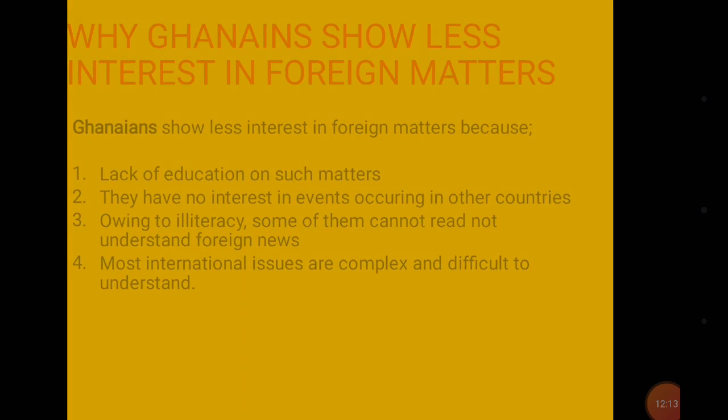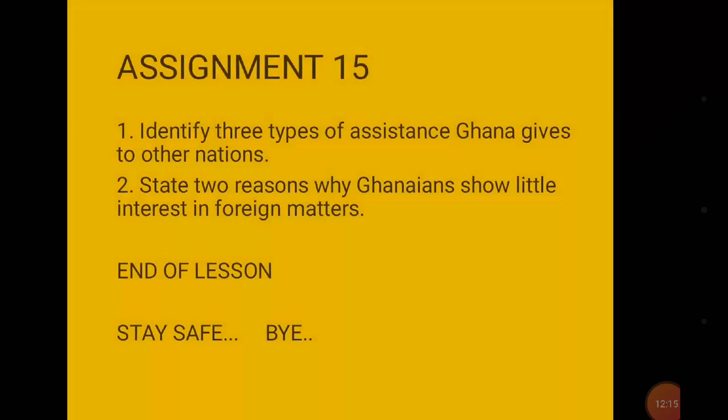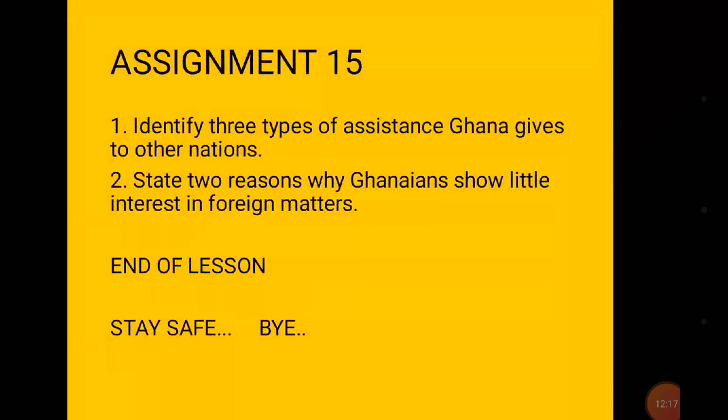Now, to test your knowledge on today's discussion, answer the following questions. Identify 3 types of assistance Ghana gives to other nations. That is 1, 2, 3. State 2 reasons why Ghanaians show little interest in foreign matters. Take your time, answer these questions correctly, and submit it for assessment. This brings us to the end of our lesson for today.